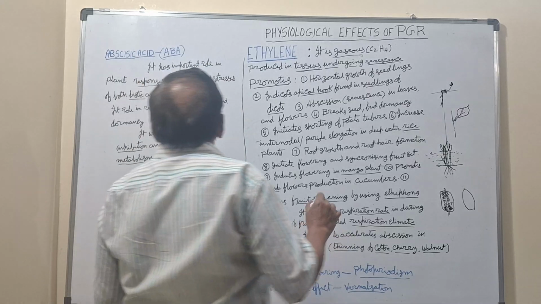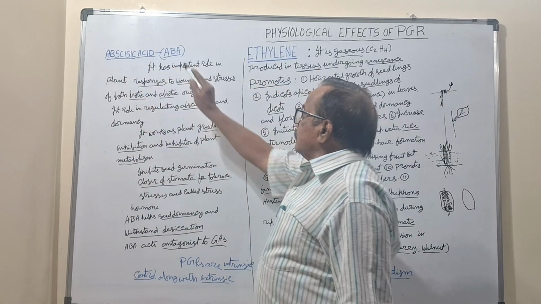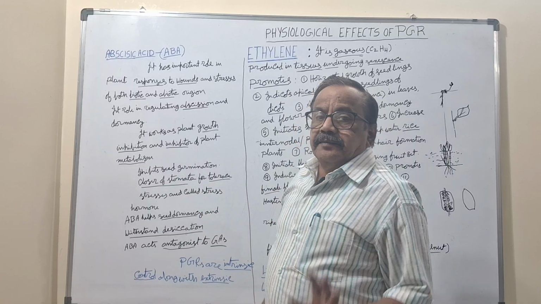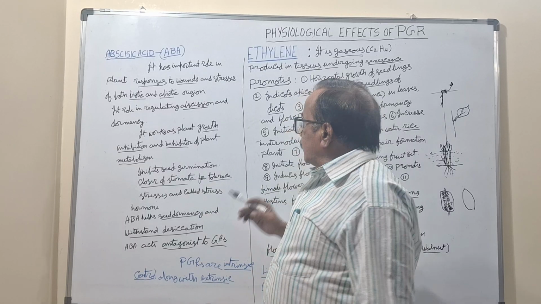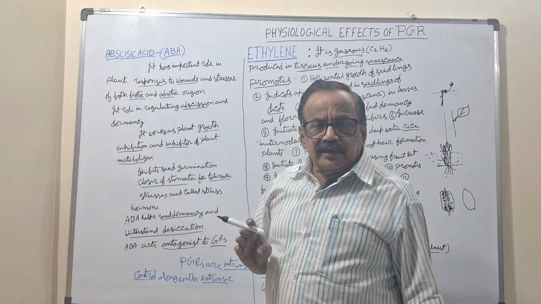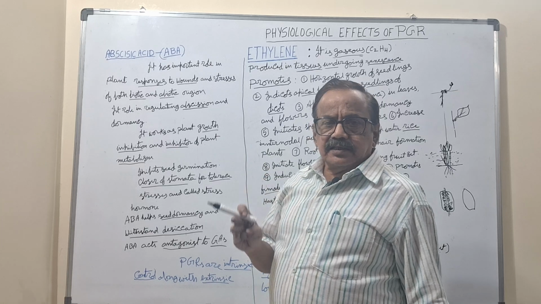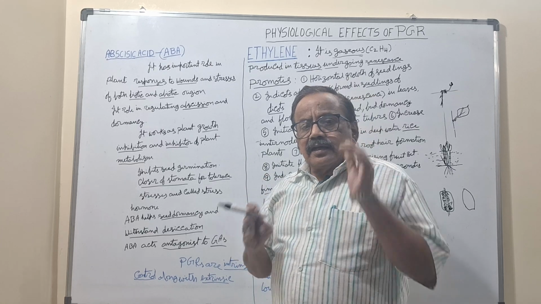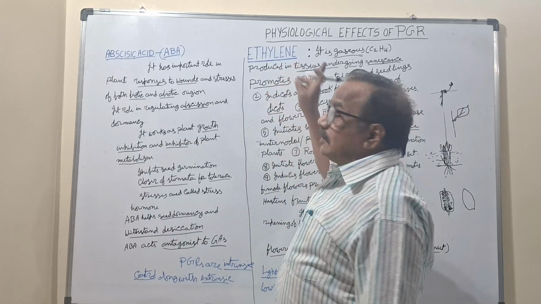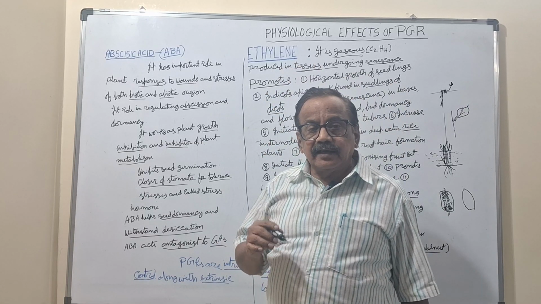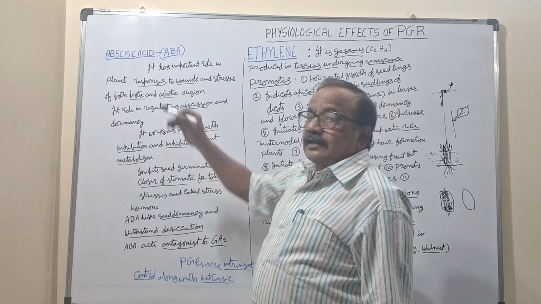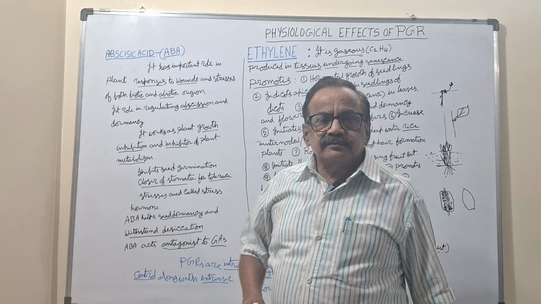Okay. Now we will see abscisic acid, also called ABA. Abscisic acid is an inhibitor, because up to now, of the 5 plant growth regulators, we studied auxins, gibberellins and cytokinins. All 3 are promoting only. And next, ethylene is promoting and also an inhibitor. Both actions it will show. But abscisic acid is the inhibitor.